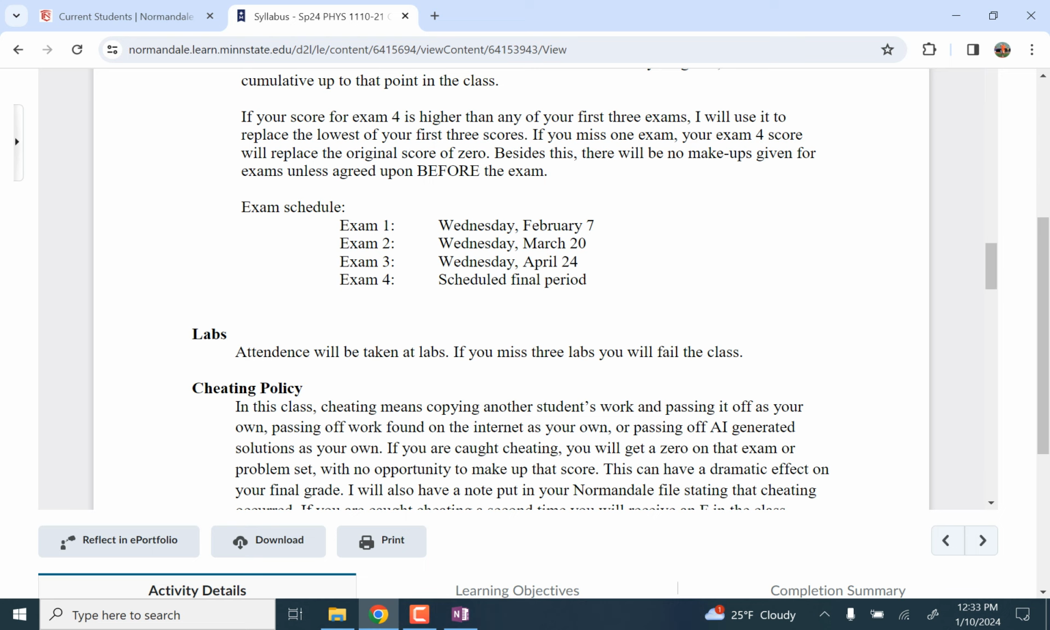Okay. It only does that for one of the first 3 exams. So if you got 100 on your 4th exam, that doesn't give you 100 on all 3 of the other ones, but it will replace the lowest of those. If your exam 4 is the lowest score that you got, then there's no way to replace that final score, but at least it doesn't replace anything else. So it just counts as itself and the other ones stay the way they are. Okay.